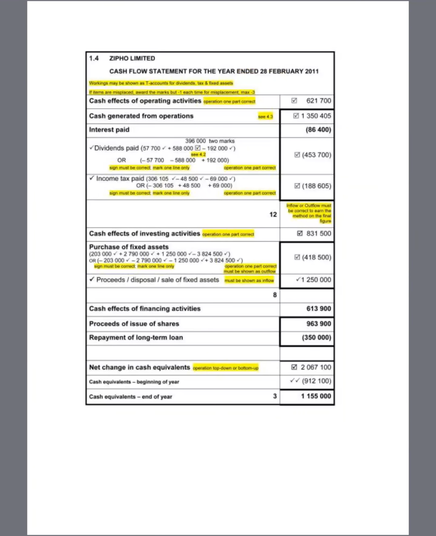So after getting our net change in cash equivalent, how do we get it? Let's start there. We take our operating activities plus our investing activities plus our financing activities. Then it's going to give us the net change in cash equivalent. And after that, they are going to give you either the beginning cash equivalent or the end cash equivalent at the end of the year. So if they give you the end, then you have to work out the beginning. But if they give you the beginning, then you have to work out the end.